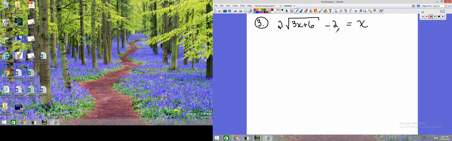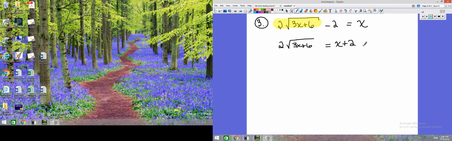On the left-hand side, I have 2 terms. The first term has 2 factors, and one of those factors is a radical. I want to get that by itself. So I have 3x plus 6, and I'm going to move this to the other side, so then if I add 2 to both sides, I'll have x plus 2.